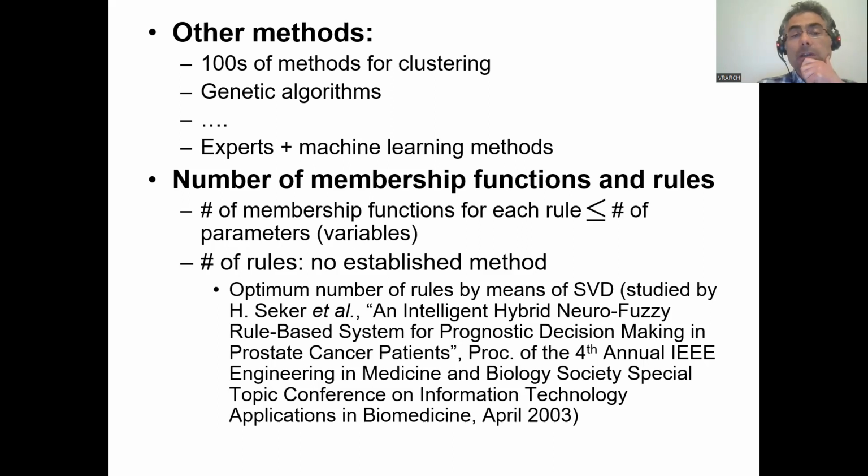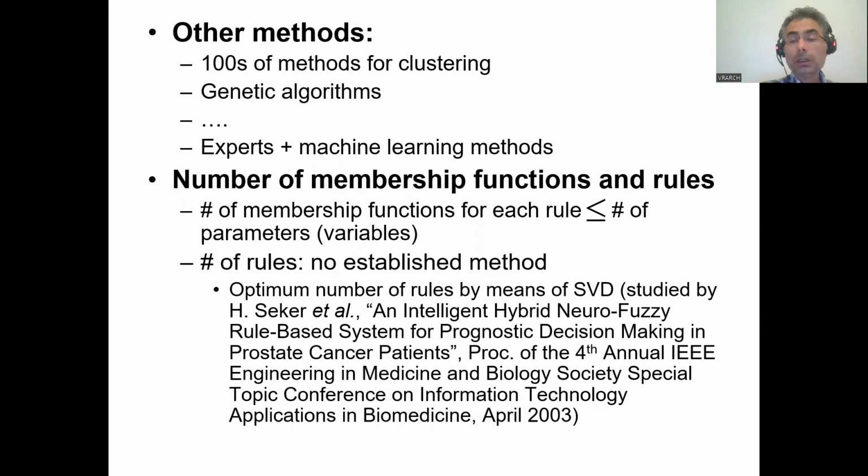So actually, this is very much arbitrary. But the number of membership functions for each rule should be equal to or less than the number of parameters, the variables here. So this is very much used. But for the number of rules, there is no established method, but you will be able to use different ways of arranging this to establish the optimal number of rules.